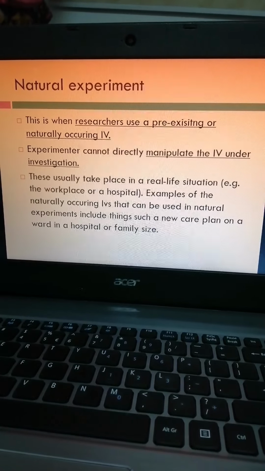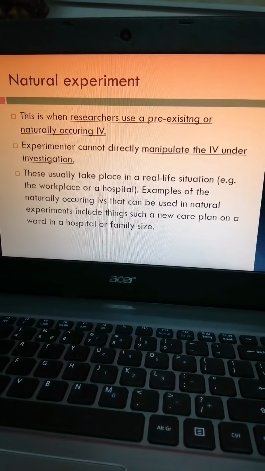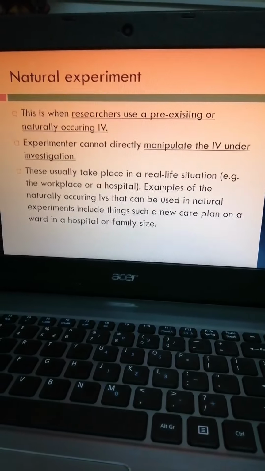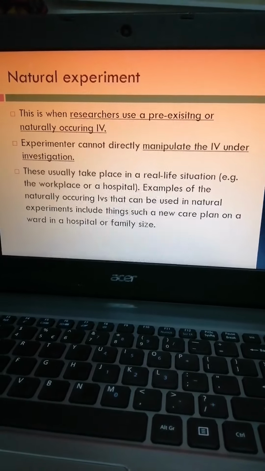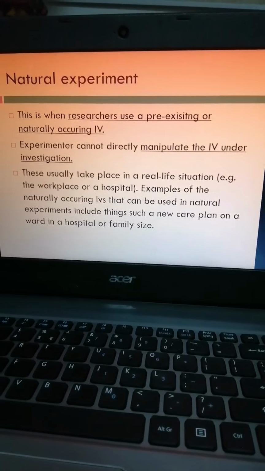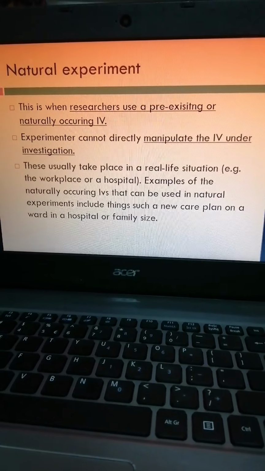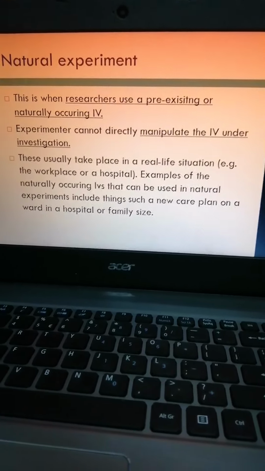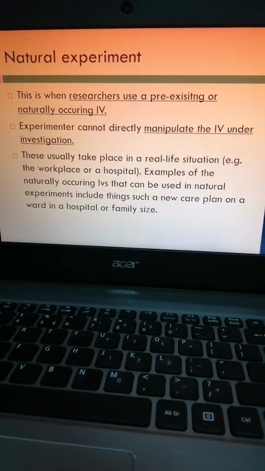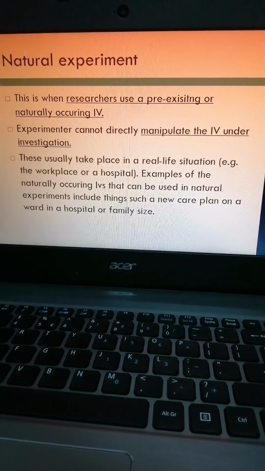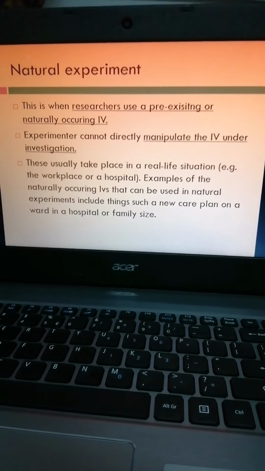And the other examples can be a new care plan on a ward in a hospital or family size. So these are the things that the researchers cannot manipulate. I can't say I only will involve families who have 3 children, 5 children to be my participants, because it's going to be very hard. Or a new care plan in a ward, in a hospital. It is something that has been decided by maybe the government, the hospital managers, and so on.